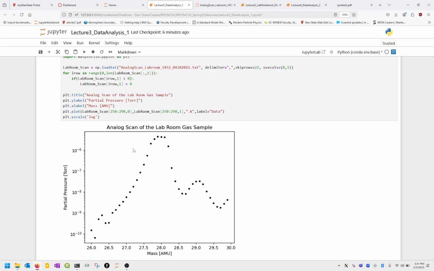Notice that this is 240, this is 26. The reason is that the measurement starts at 1 AMU, so it's shifted by 1 AMU. The x-axis starts at 1 AMU, 2 AMU, 3 AMU, but the index starts at 0, 1, 2, 3, 4. And there are 10 points for every AMU.